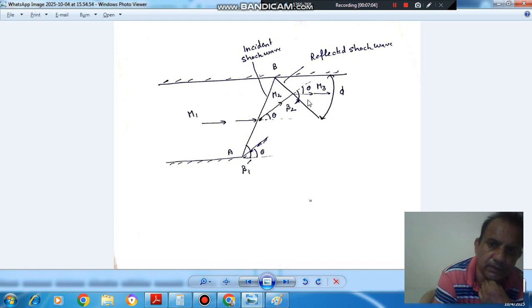So this is all about reflected shock waves, and we will solve one numerical based on this, and some points have been asked in Gate Aerospace from this part also. So that's why we are covering this reflected shock also.